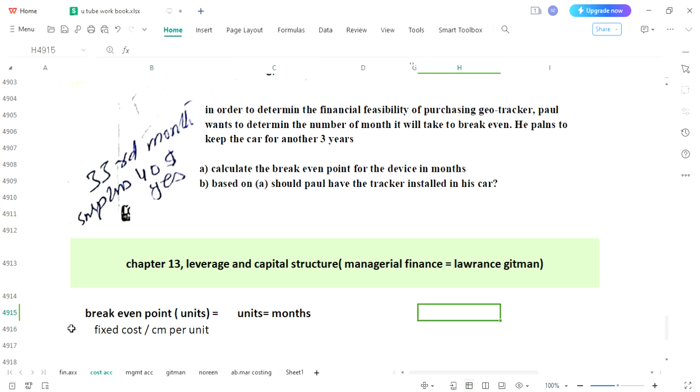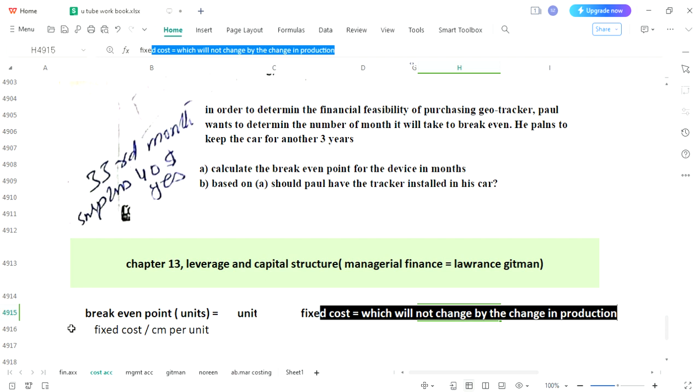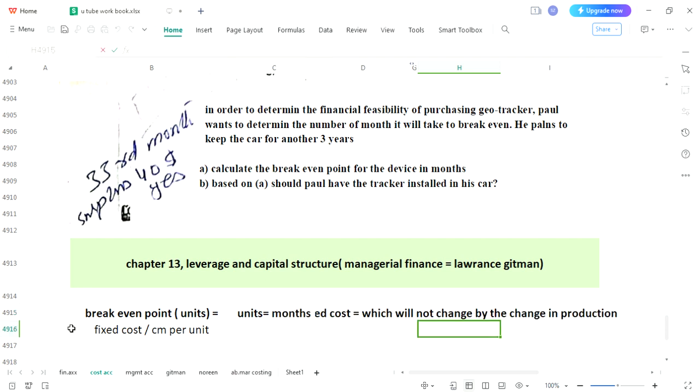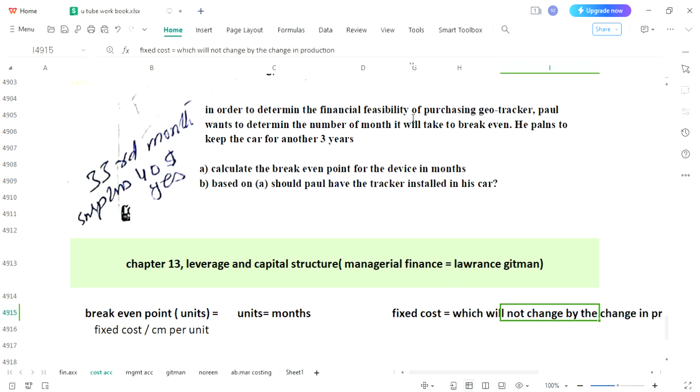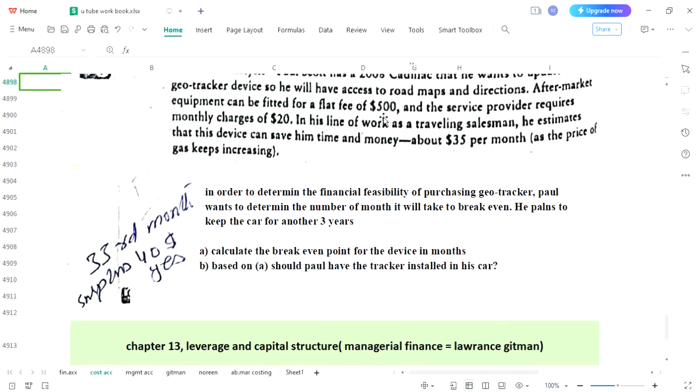Under this, we have two very important factors. First is fixed cost, the cost which will not be altered. And kindly keep it in your mind. Let's go back to the question. This 500 they have paid. It's a lifetime payment, $500. It means if he buys this device, he will have to pay $500. Now, if this tracker is used for 1 month, 2 months, 1 year, 2 years, this cost will not be altered as it has already been paid.